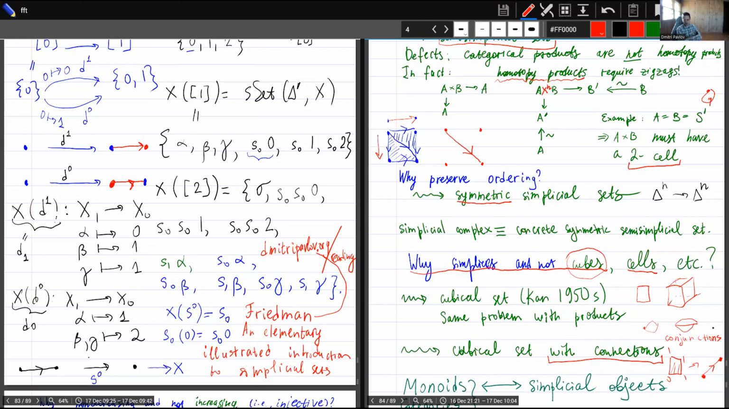Conjunction because basically it's conjunction or disjunction in Boolean logic, right? So the conjunction of 0 and 0 is 0, and the disjunction of 0 and 0 is 0, and the other three pairs give you 1. And yeah, cubical sets with connections would work, but in principle, I would say they are already more complicated than simplicial sets, so there is no benefit in simplicity here.